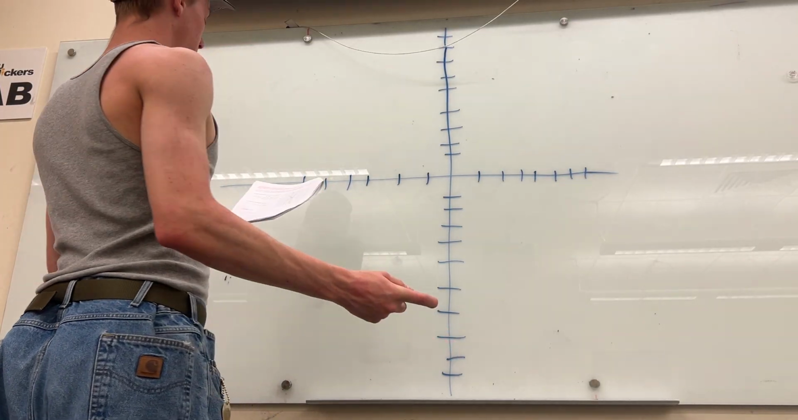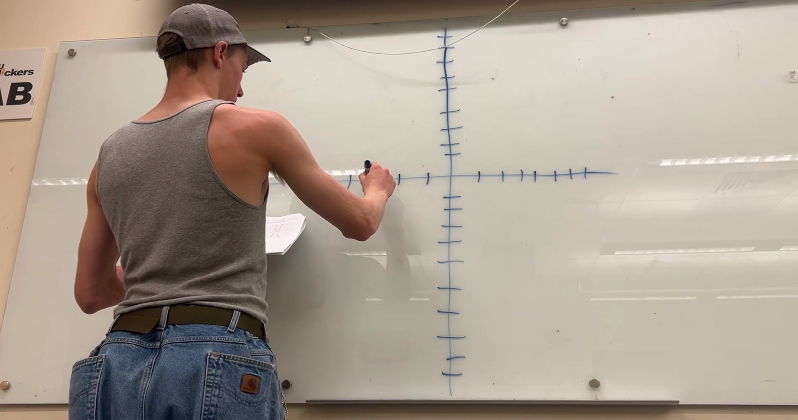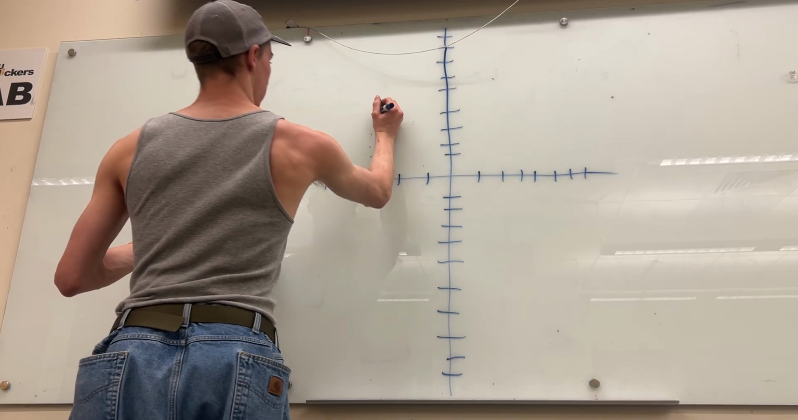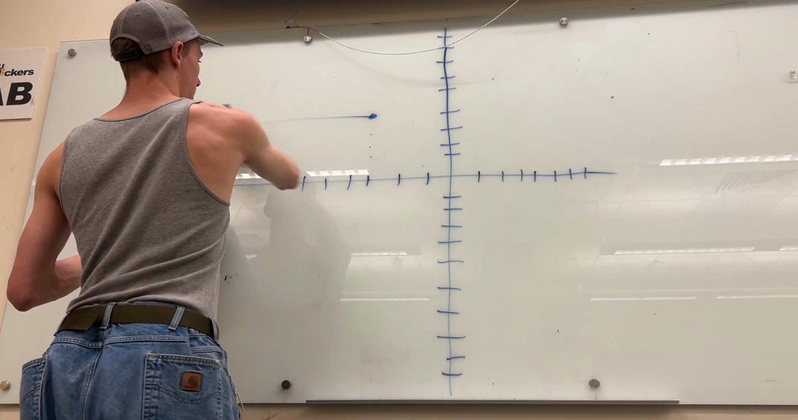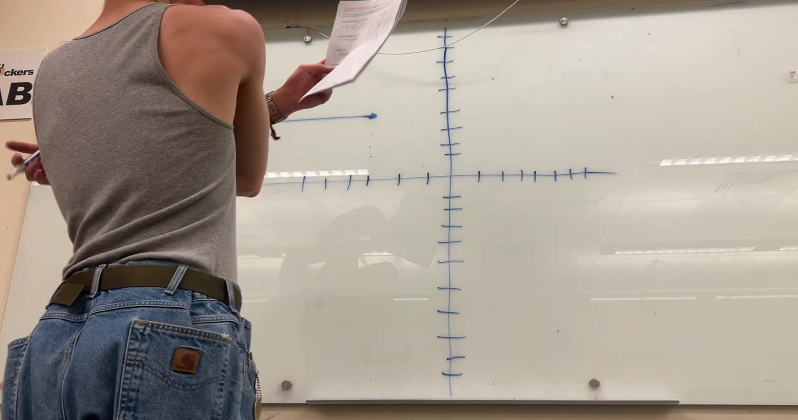For x equal to or less than -3, it's 4. So it's a closed circle because it's equal to or less than, equal to 4. Just one line.